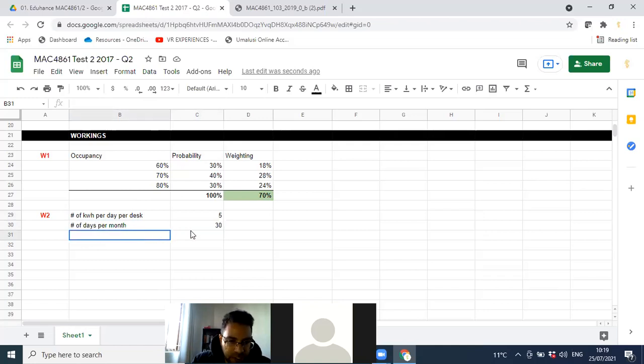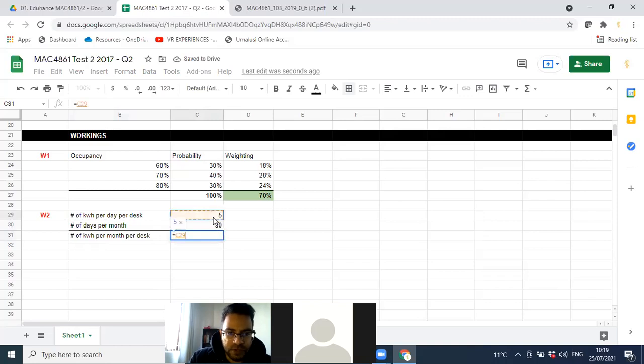I'm just going to do it a bit longer. You can obviously work it out much quicker without writing all the details I'm writing, but it's for you to get an understanding. So this is the number of kilowatt hours per month per desk, equal to 5 times 30. Now we're going to have to multiply this by the number of desks.